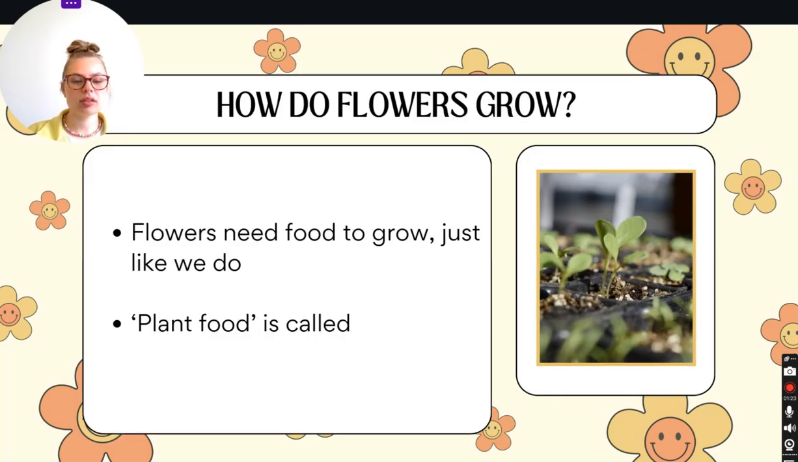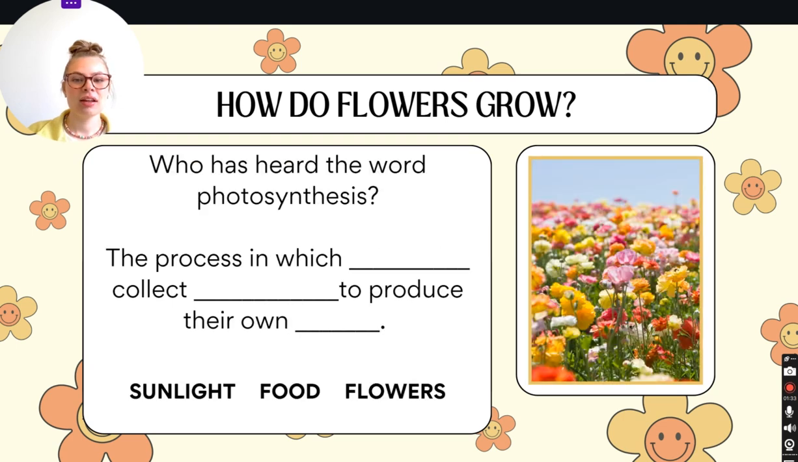Now we're going to get into the photosynthesis part. So flowers need food to grow just like we do. Plant food is called glucose. So you can ask them what they think plant food is called before you reveal the answer. Then we'll go into the definition of photosynthesis.